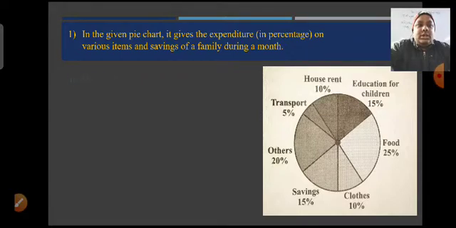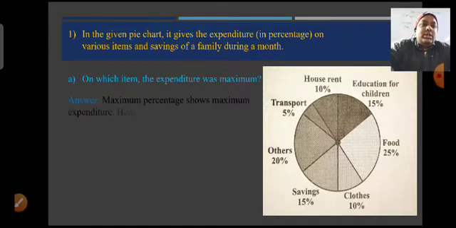The first question: on which item was the expenditure maximum? The maximum percentage shows the maximum expenditure. You can see the maximum expenditure is on food, which is 25%. So the maximum percentage shows maximum expenditure. Hence the expenditure was maximum on food items.